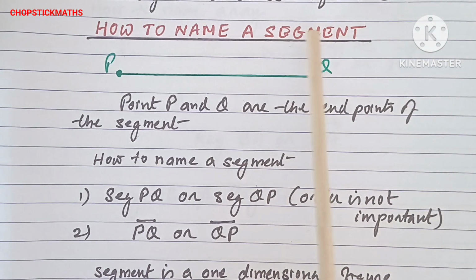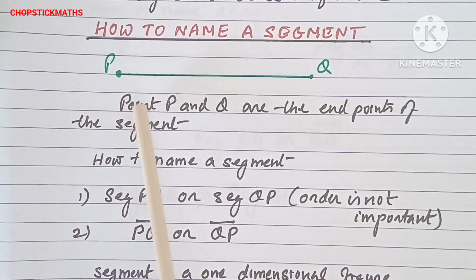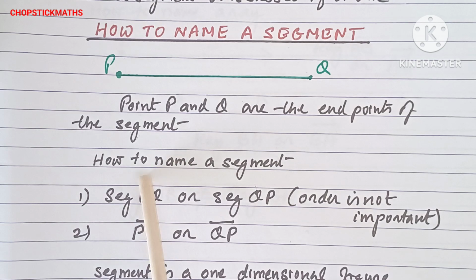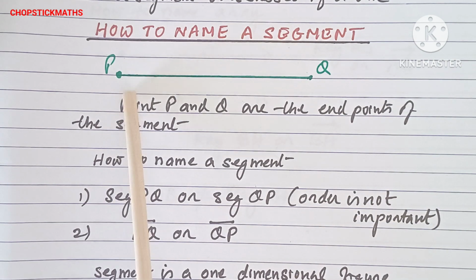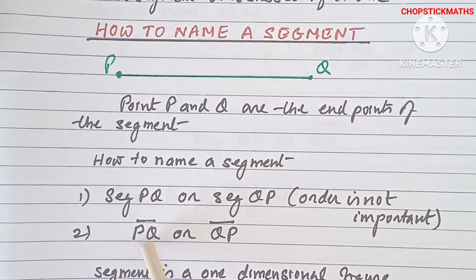How to name a segment? Now here I have drawn segment PQ, and points P and Q are the endpoints of the segment. You can call it segment PQ or segment QP. So here the order is not important. You can call it segment PQ or segment QP, or you can even use this notation PQ with a bar on it. So this will be segment PQ or segment QP.